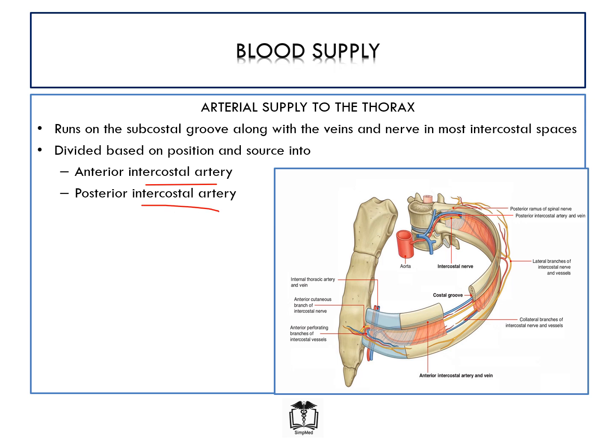The reason why we have a distinction between the two is because remember that we have a total of 9 anterior intercostal spaces and a total of 11 posterior intercostal spaces. So, by virtue of that, the arteries would also differ in terms of number. The anterior intercostal arteries will be 9 in number, and their origin also will be different from the posterior intercostal arteries, which tend to be 11 in number and have a very different source.